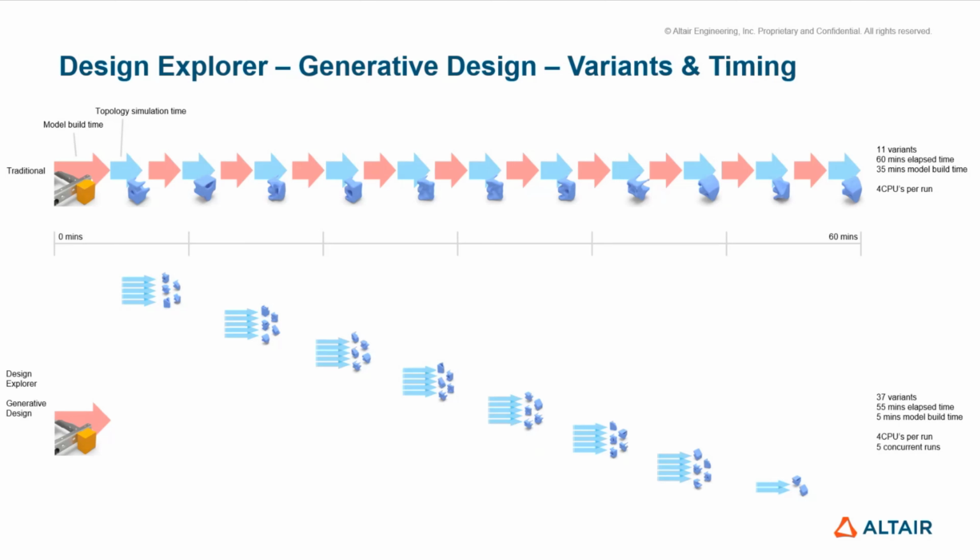So you'll spend some time, you'll set that up, you'll run another topology optimization, you'll get a different result, and so on and so forth. And that's what's depicted across the top. In this example, we generated 11 different variants based on changing some of the aspects of the topology optimization. In this case, it took about an hour to do all this, and we got 11 different options.